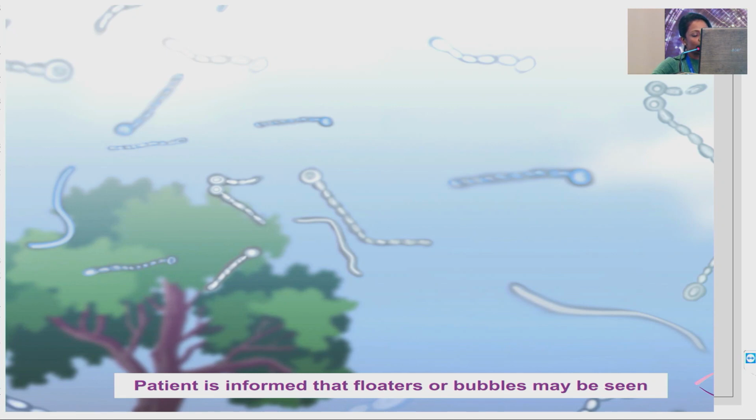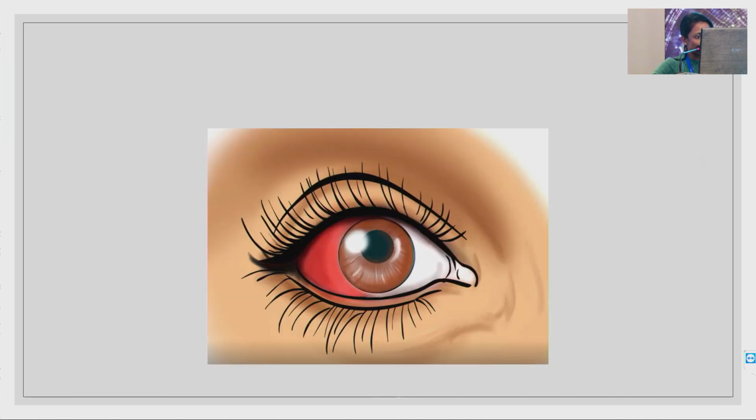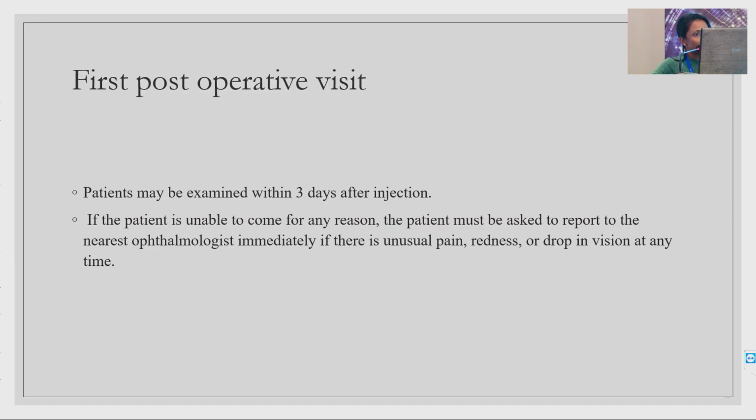And the patient is informed that there can be floaters or bubbles for 24 to 48 hours, and this may be alarming as the patient removes the eye pad at home. There can be subconjunctival hemorrhage which can be alarming to the patient, so a word from our mouth will be consoling, and this makes them understand that this will clearly go off within 2 to 3 weeks on its own. So the first postoperative visit should be within 3 days after injection.